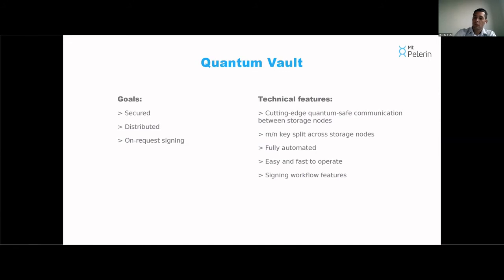So what is a Quantum Vault? First, the goal. The goal is to have a secure, distributed storage, and be able to sign crypto transactions on request.